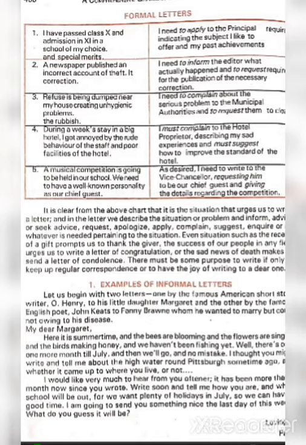A newspaper published an incorrect account of a theft. It needs correction. So I need to inform the editor, underline it, editor. You have to write down what actually happened and request the publication of the necessary correction. Then number 3: refuse is being dumped near my house, creating a hygienic problem, the rubbish. I need to complain. This comes under a complaint letter about the serious problem to the municipal authorities, or if it is a city, the mayor, and to request them to clear it out.